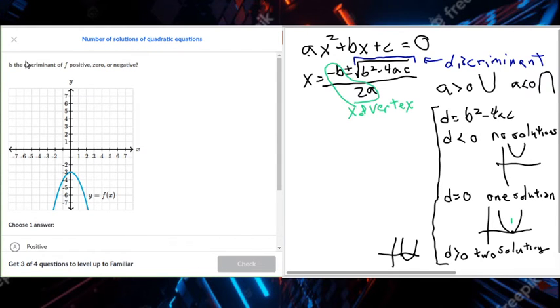Okay, so is the discriminant of f positive, 0, or negative? So let's see. It is not touching. There are no x-intercepts. It looks like this, but of course it's flipped up because maybe a is negative here. It's floating above or floating below. So we know that the discriminant is less than 0. So our discriminant is negative.